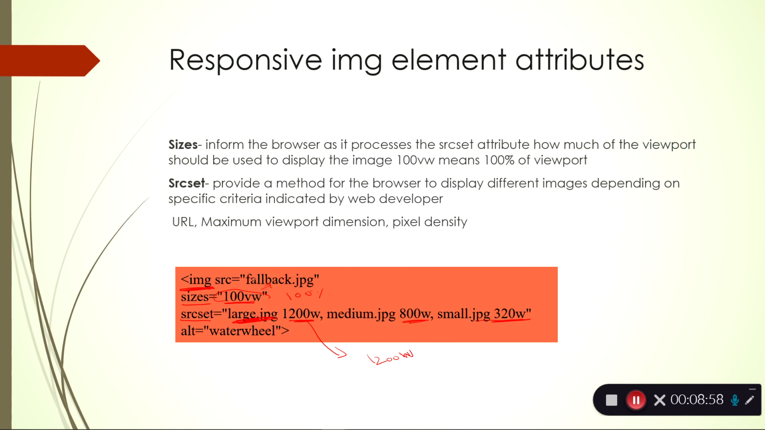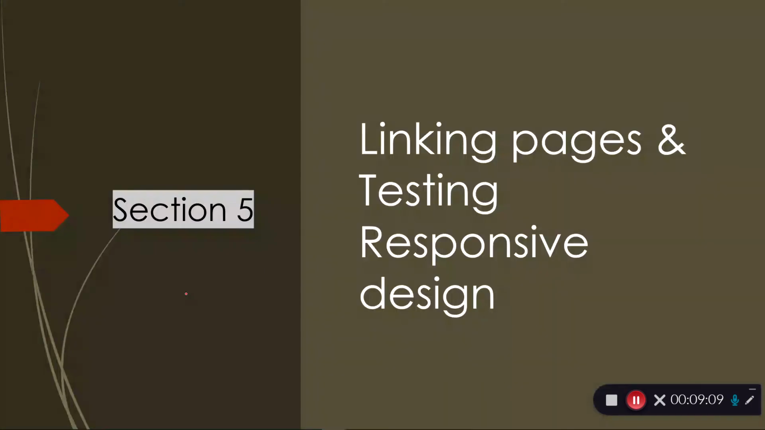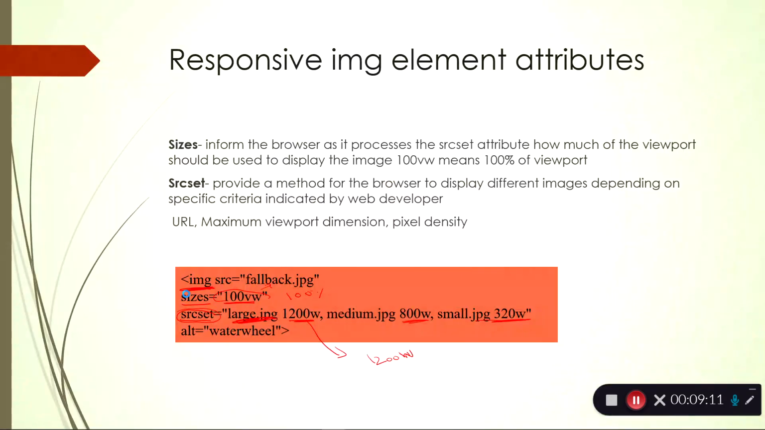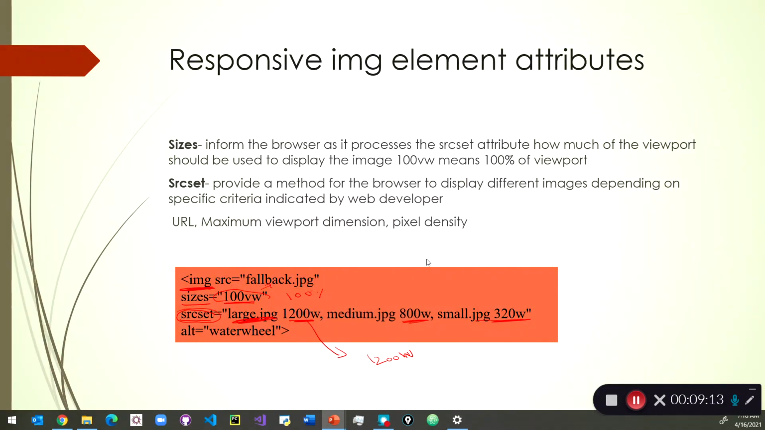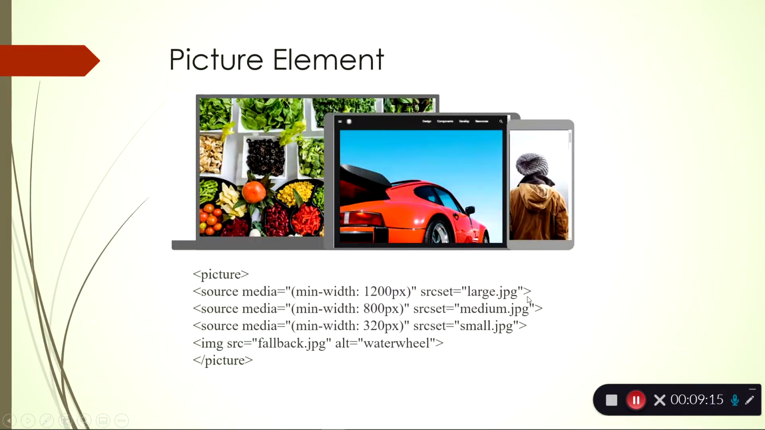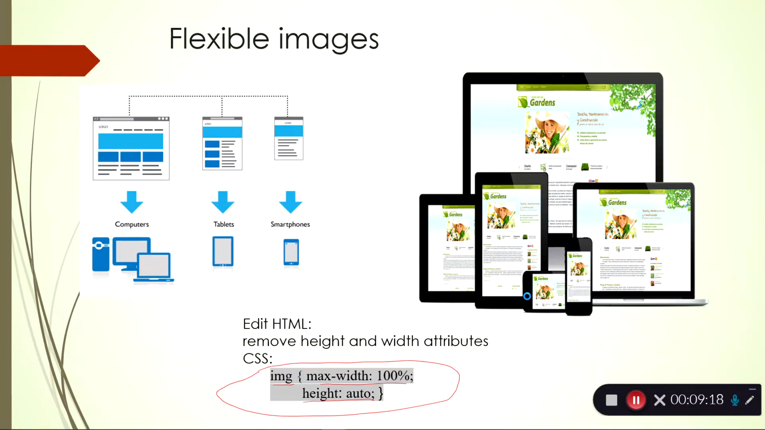So this is how, without using the picture tag, you can simply use the image tag and bring in responsiveness using the srcset attribute. Okay, so that's about flexible images. You can do it in 3 ways. The simple way is just using this code, max-width, height. That will make any image flexible.